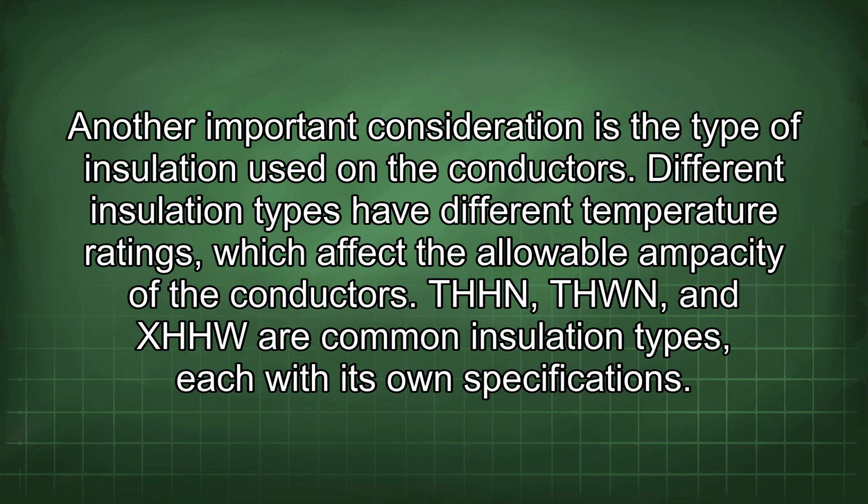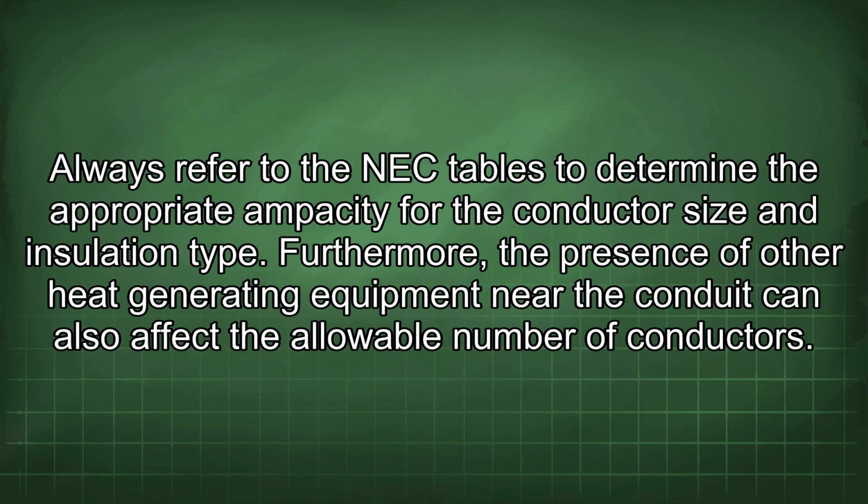Different insulation types have different temperature ratings, which affect the allowable ampacity of the conductors. THHN, THWN, and XHHW are common insulation types, each with its own specifications. Always refer to the NEC tables to determine the appropriate ampacity for the conductor size and insulation type. Furthermore, the presence of other heat-generating equipment near the conduit can also affect the allowable number of conductors.